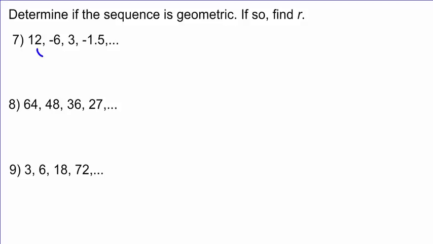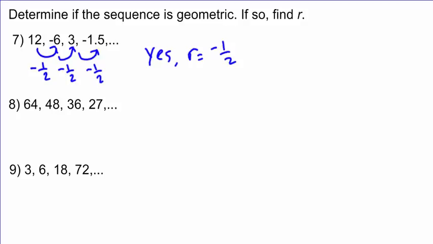So what I look at is 12 to -6. What do I multiply by? Well, 6 is half of 12, but there's a change of sign as well. So we're talking about -1/2. And if you notice, that pattern actually continues. We go to +3, and then -1.5. So yes, this is geometric, and our R value is negative 1/2.